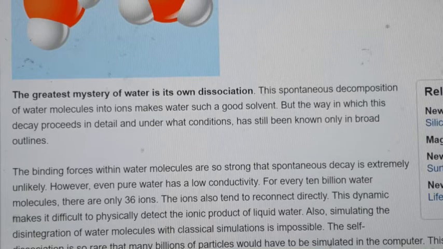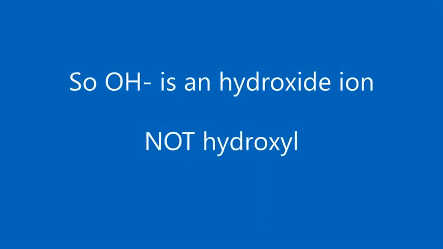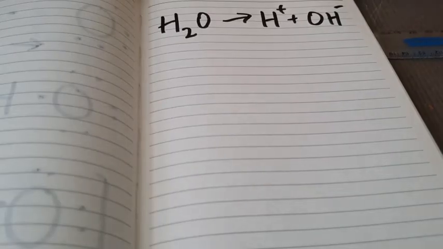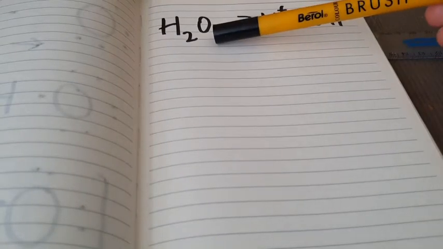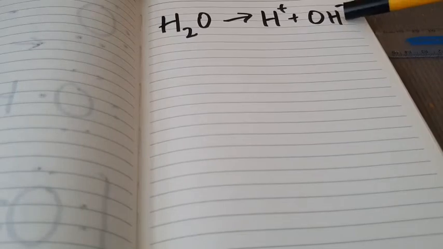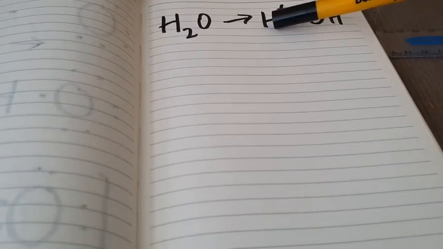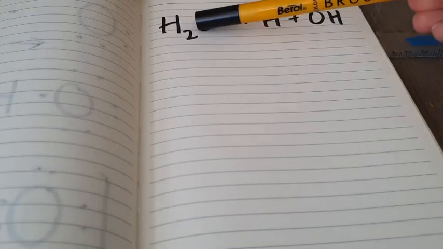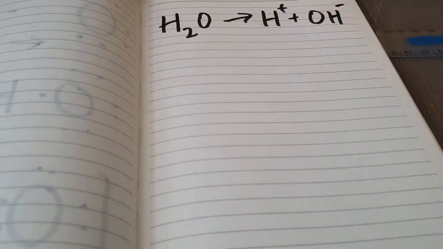Right, let me just read through this first. Right, so the greatest mystery of water is its own dissociation. So dissociation just means that H2O separates into H plus and OH minus. Okay, so this is dissociation. Here you've got the water molecule H2O, and it dissociates into the H plus ion and the hydroxide or hydroxyl ion. So you've got the hydrogen ion and the hydroxide ion, and that is when it dissociates.